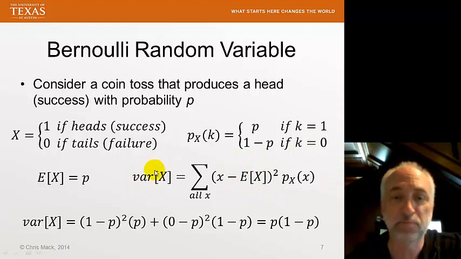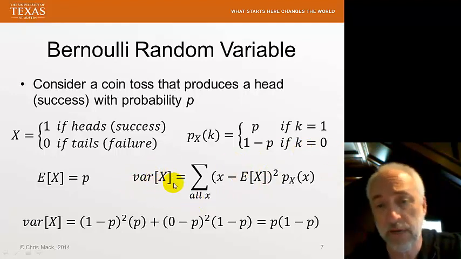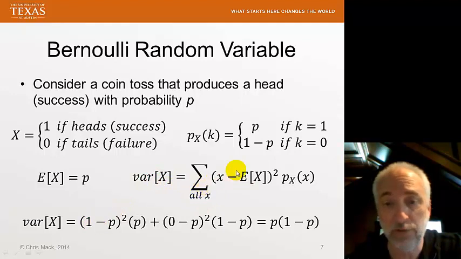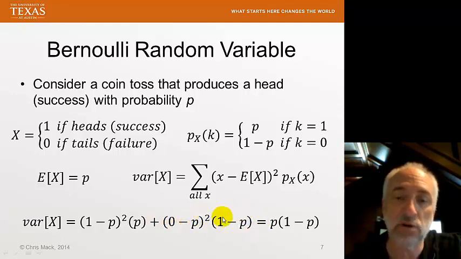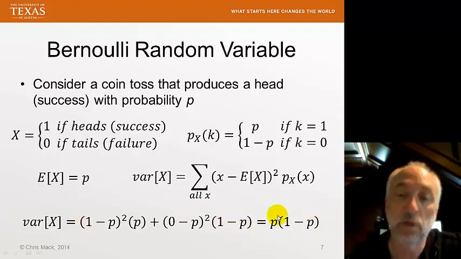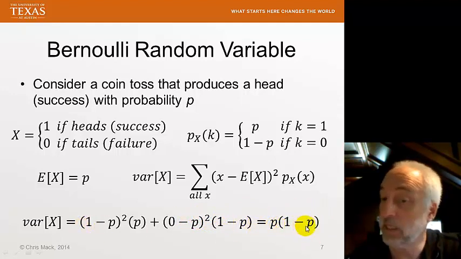Let's plug it in. The variance only has 2 values. X values can be a 1 or a 0, and the expectation is p. So if I have 1 minus p, that's x equal to 1. I square that and multiply it by the PMF. Then I add it to the case of x equal to 0. 0 minus p quantity squared times the probability of getting a 0, which is 1 minus p. Sum that up. I get a variance, which is p times 1 minus p.